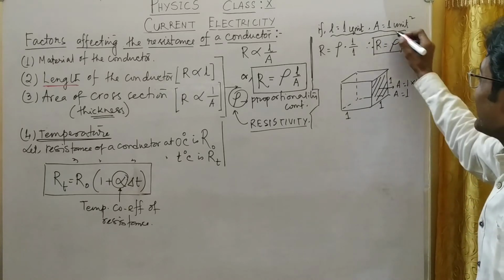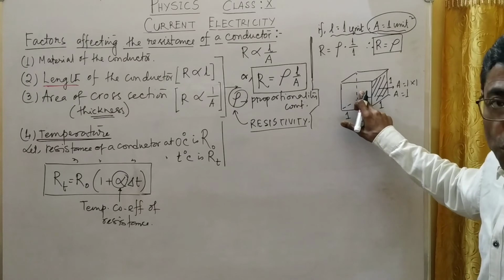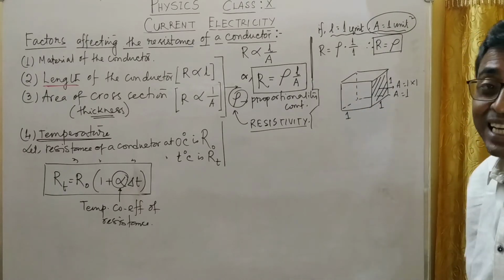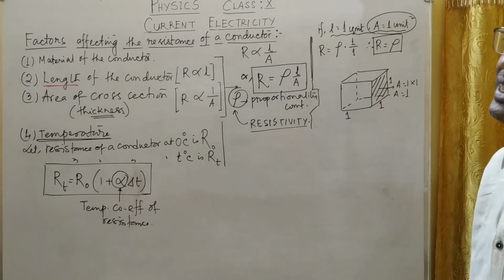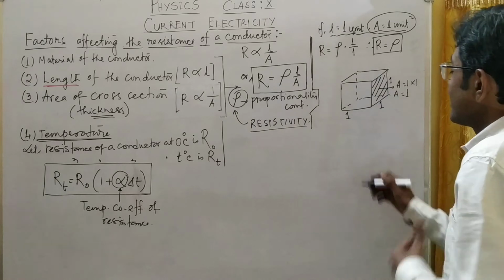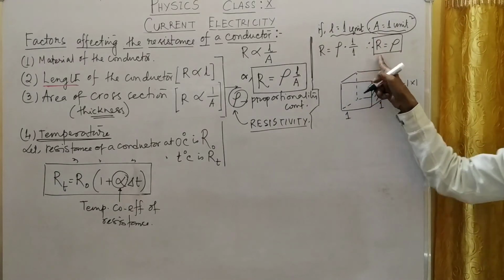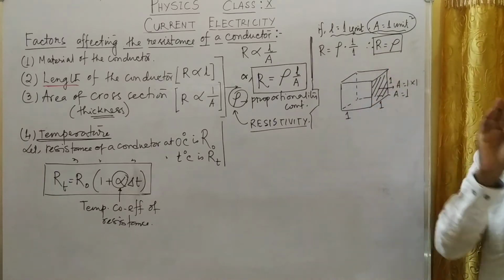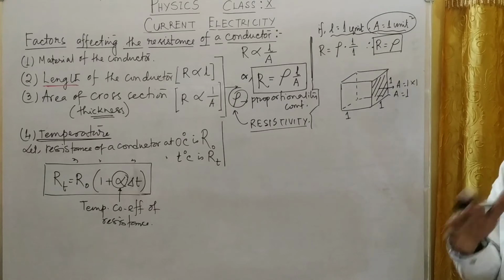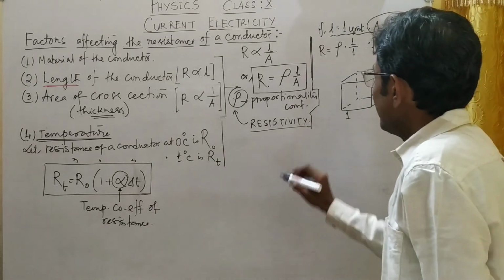So this is important, remember. What is this? It is a cube. Cube of what? Cube of unit edge length. I will not say 1, I will say cube of unit edge length. So I will write it like this. What is resistivity? It is the resistance offered by a cube of that material having unit edge length.